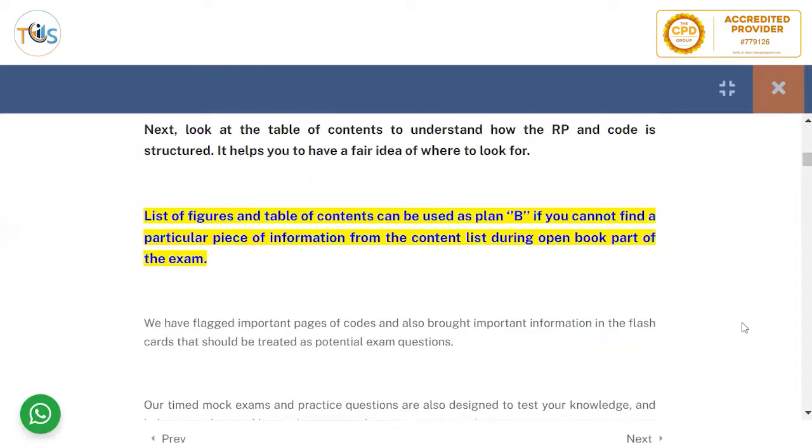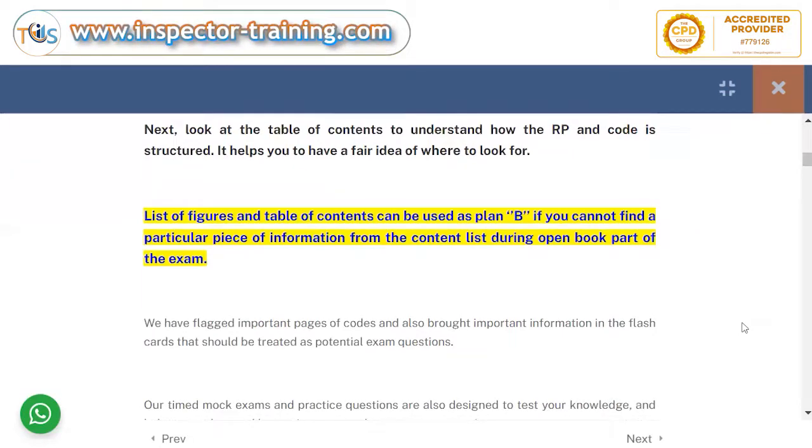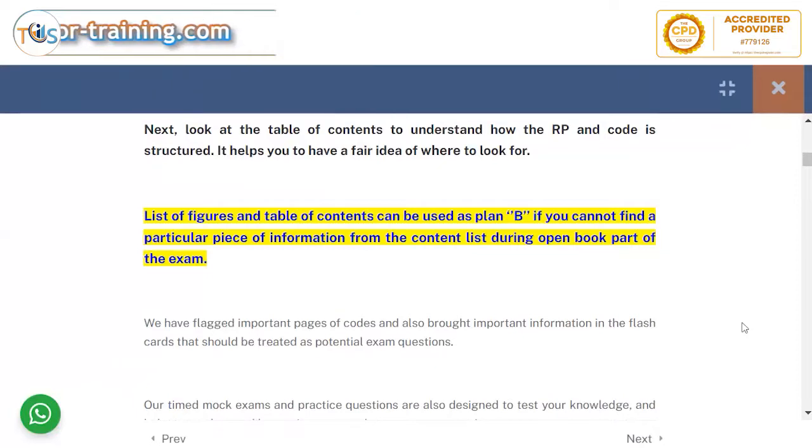During the exam, although the search button is disabled, the table of contents is there, so you can have a look at it. But if you can't find what you're looking for, then go to the list of figures or list of tables. They are smaller ones, and they might give you a quick hint of where you can find a particular piece of information or formula or chart or graphs.